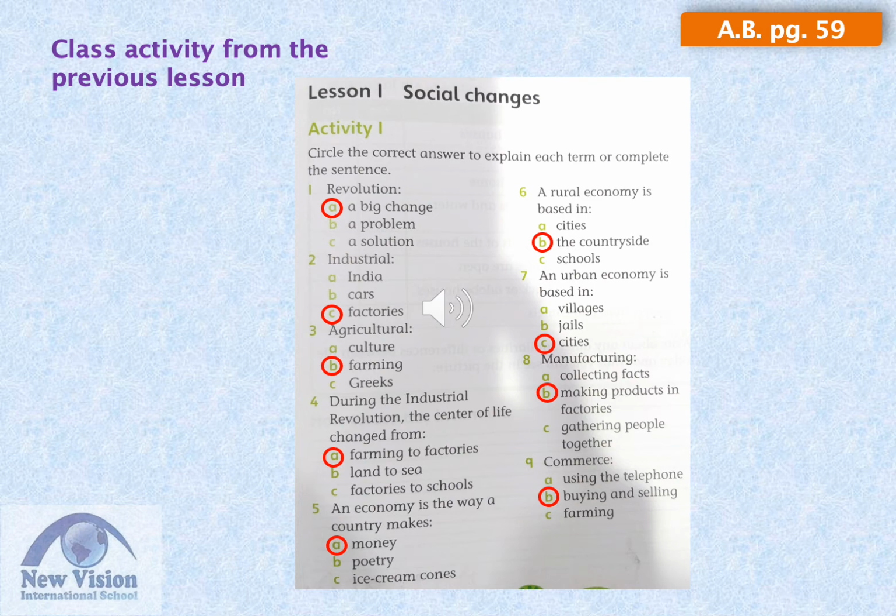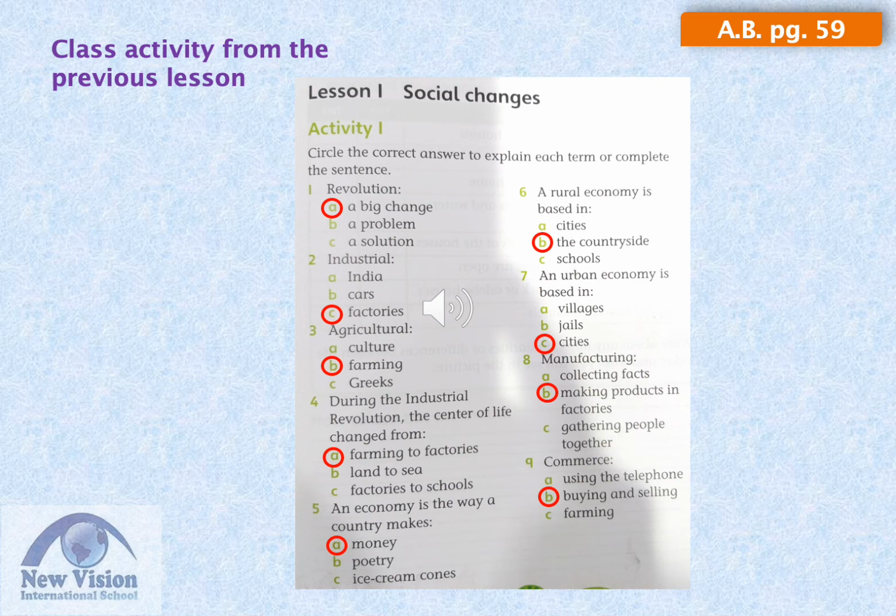Okay, now number 6. A rural economy is based on letter A, cities. Letter B, the countryside. Letter C, schools. What is the correct answer? B, the countryside. Good. Okay, number 7. An urban economy is based in letter A, villages. Letter B, jails. Letter C, cities. What is the correct answer? C, cities. Good.